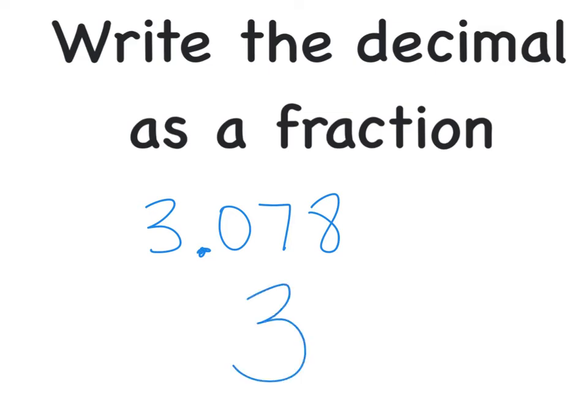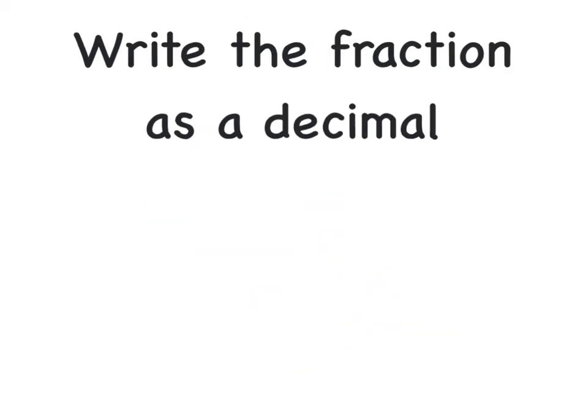If I had something like this, I would read this as 3 and 78 thousandths. So 3 is my whole big number. Then I worry about the fractional part, which is 78 thousandths. So the number you say goes up top, and the place value word thousandths tells us our bottom number, which is going to be 1,000.